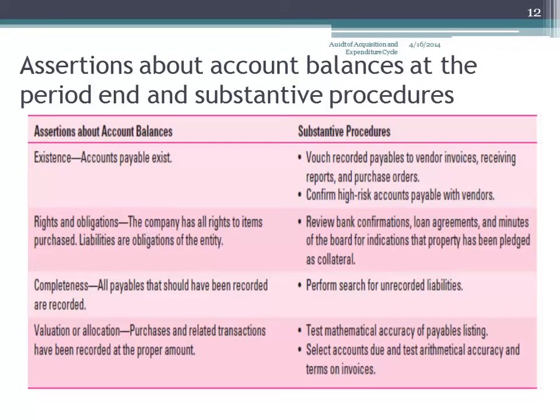Rights and obligations, again, that the obligations and liabilities recorded on the books belong to the company. Look at bank confirmations. When we talked about bank confirms, I mentioned last week that on the confirmation there'll be something asking about any liabilities or outstanding lines of credit, things of that nature. Look at board of directors minutes, things like that. Perform a search for unrecorded liabilities, that's completeness, and we'll talk about that in a moment. And then valuation and allocation is basically testing the mathematical accuracy.